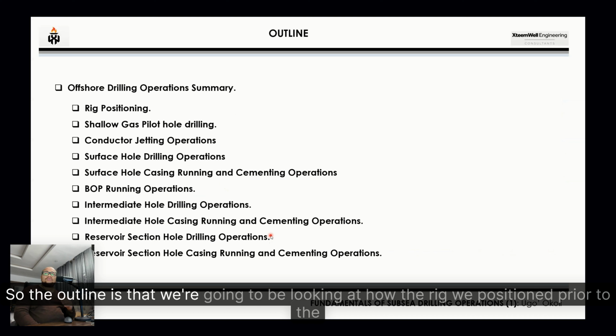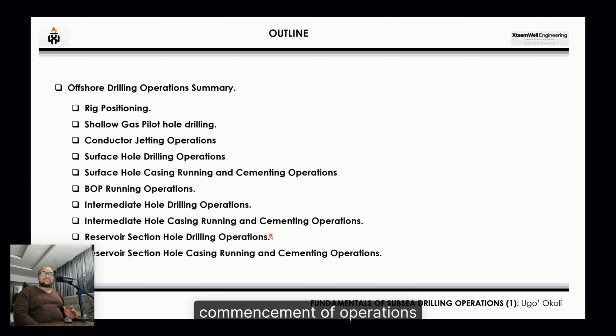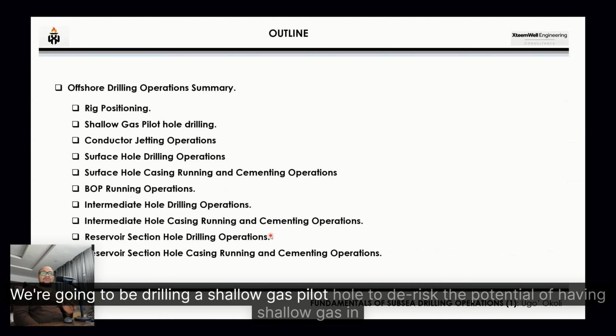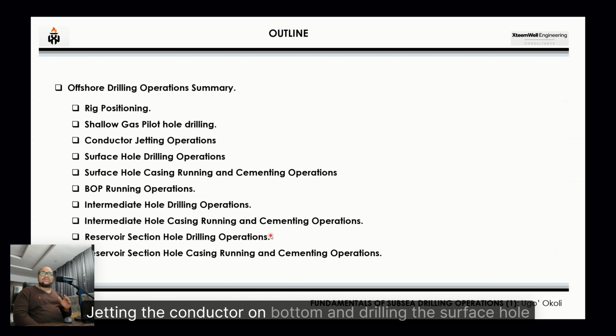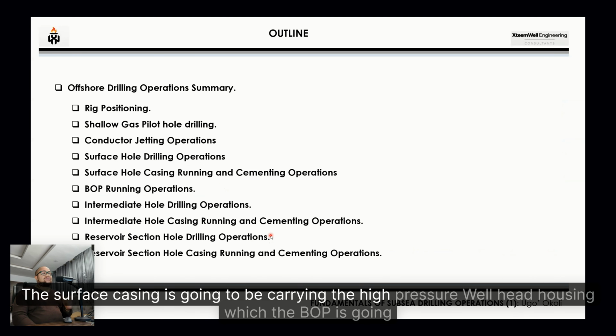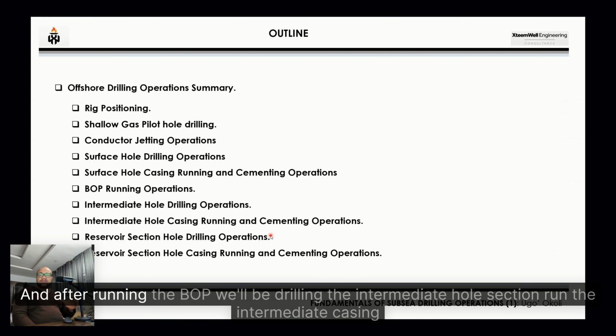So the outline is that we're going to be looking at how the rig will be positioned prior to the commencement of operations. We're going to be drilling a shallow gas pilot hole to de-risk the potential of having shallow gas in this environment prior to jetting the conductor on bottom and drilling the surface hole. After drilling the surface hole, we'll run the surface casing and cement it. The surface casing is going to be carrying the high pressure wellhead housing, which the BOP is going to be sitting on.